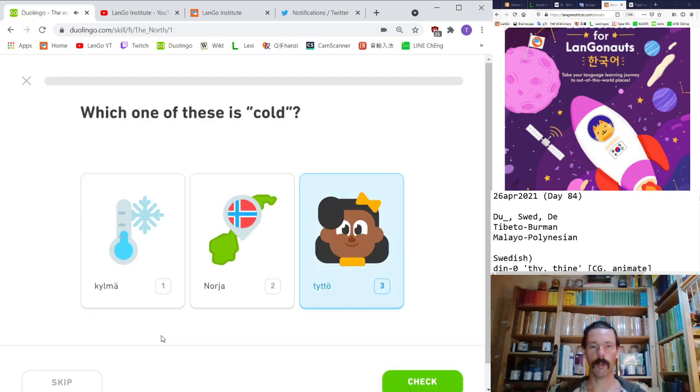Tyttö, the girl. Norja, Norja. Kylmä. So it says, I think it must be T boundary S because it doesn't really like initial T. Mitsubishi. I think that's true. The car maker Nissan used to be known as Datsun. I think it was clearly a T boundary S. Mitsubishi, yeah, I believe it is.